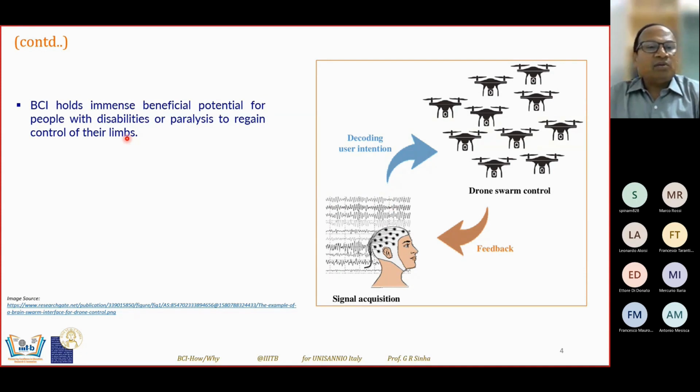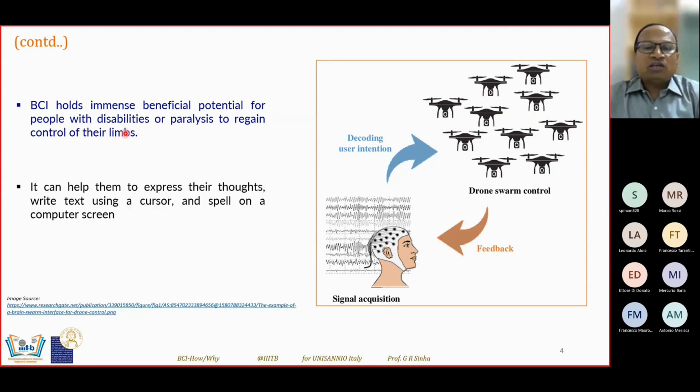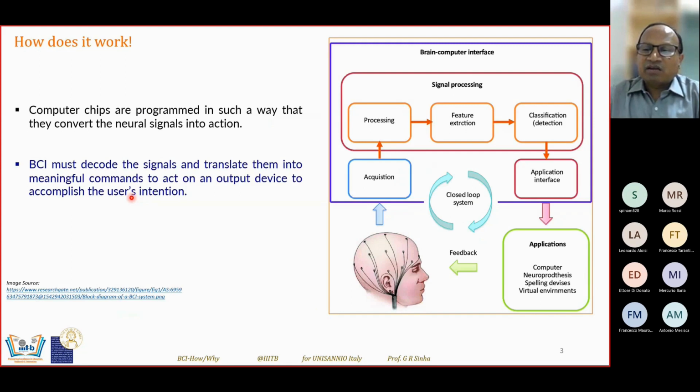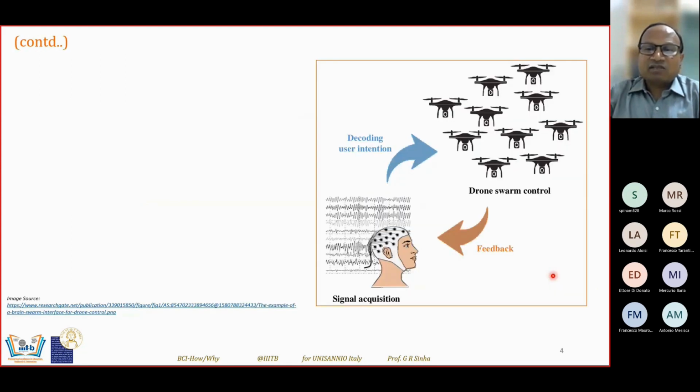I think this point has already been covered, particularly the paralysis or to regain control of their limbs. So believe me, that ability which was lost can be regained by using a suitable feedback signal to the human brain. It can also help them to express their thoughts, write text using cursor and spell on the computer screen. This is what was written as a speller, virtual environment, something like this.